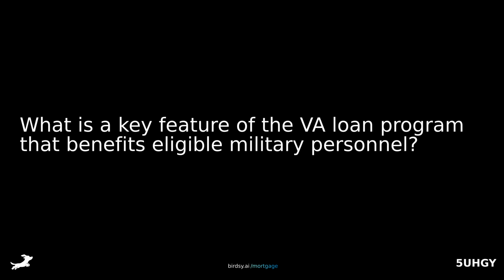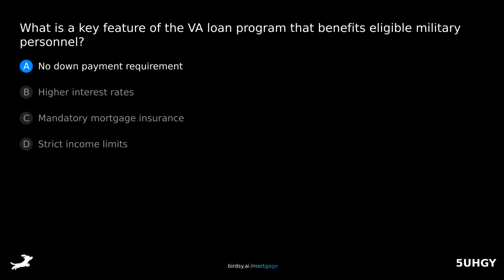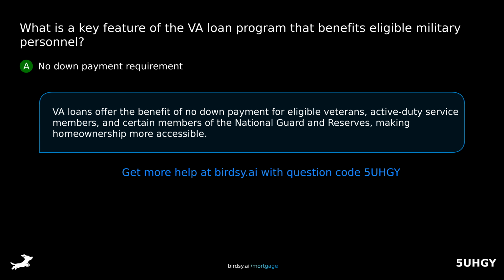What is a key feature of the VA loan program that benefits eligible military personnel? Is it A, no down payment requirement, B, higher interest rates, C, mandatory mortgage insurance, or D, strict income limits? The answer is A, no down payment requirement. VA loans offer the benefit of no down payment for eligible veterans, active duty service members, and certain members of the National Guard and Reserves, making homeownership more accessible.